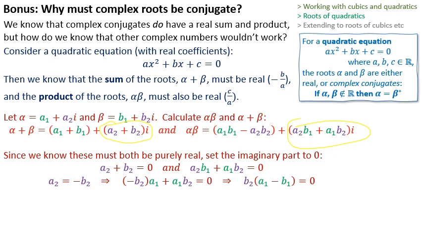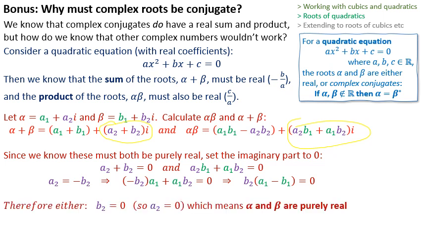And this result works just the same with complex numbers as it does with real numbers. If you've got two numbers that multiply to make 0, then you've got two possibilities. Either the first factor is 0 or the second factor is 0. So either B2 is 0 or A1 minus B1 is 0. Let's look at both of those in turn because they're both equally valid ways of making this work.